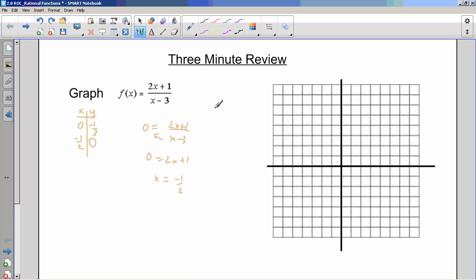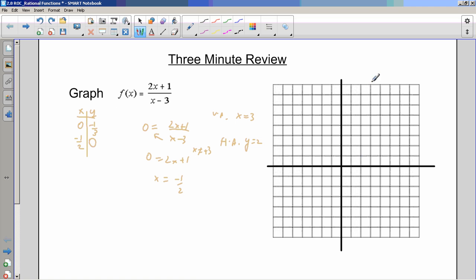Vertical asymptote is when the bottom is 0, right? And we could cross multiply as long as it wasn't equal to the vertical asymptote of x equals positive 3. The horizontal asymptote: top and bottom have the same degree, so it's the quotient, the division of the leading coefficients, which is 2.